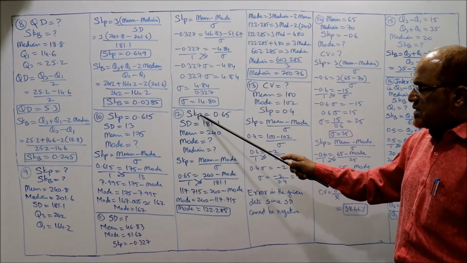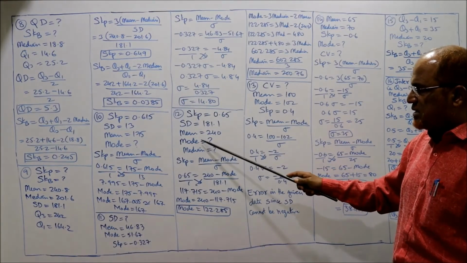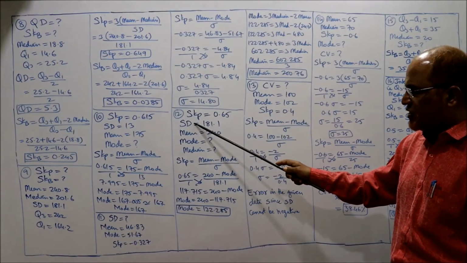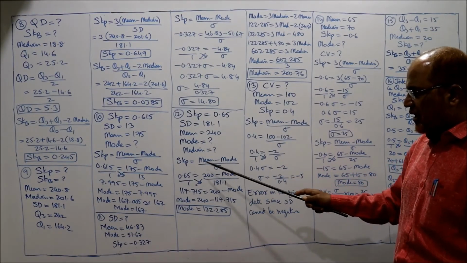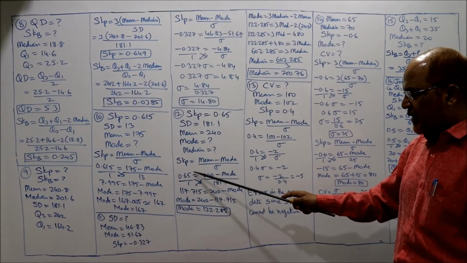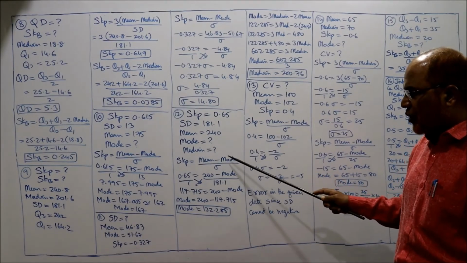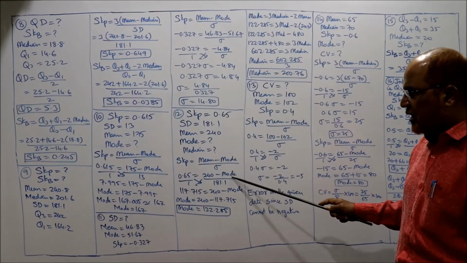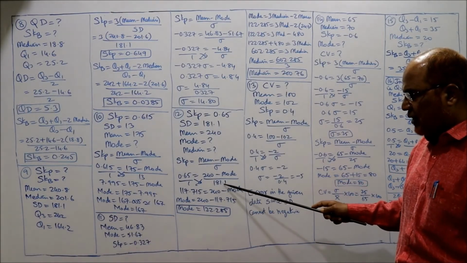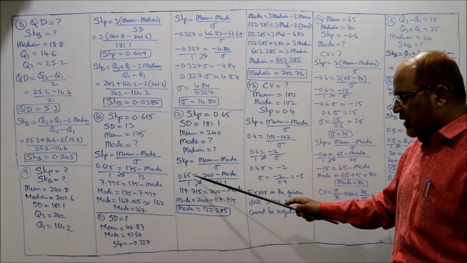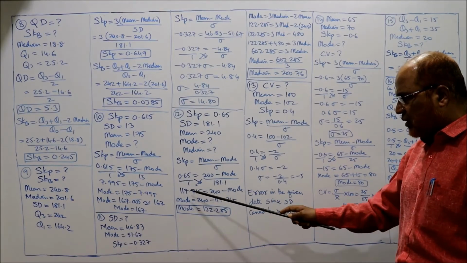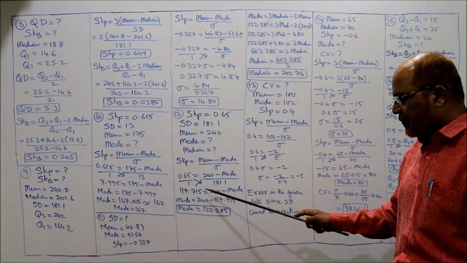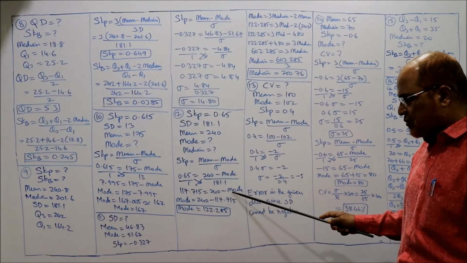अब देखिए, SKP के फॉर्मूले से मोड मालूम कर ले सकते हैं, because SKP में स्टैंडर्ड डेविएशन दे दिया, मीन दे दिया. So SKP is equal to (mean minus mode) by sigma. SKP is given 0.65, mean is given 240, mode we are not given, we'll find out, and standard deviation is given 181.1. Cross multiply अगर करेंगे, 0.65 into 181.1, you will get 117.715 is equal to 240 minus mode.